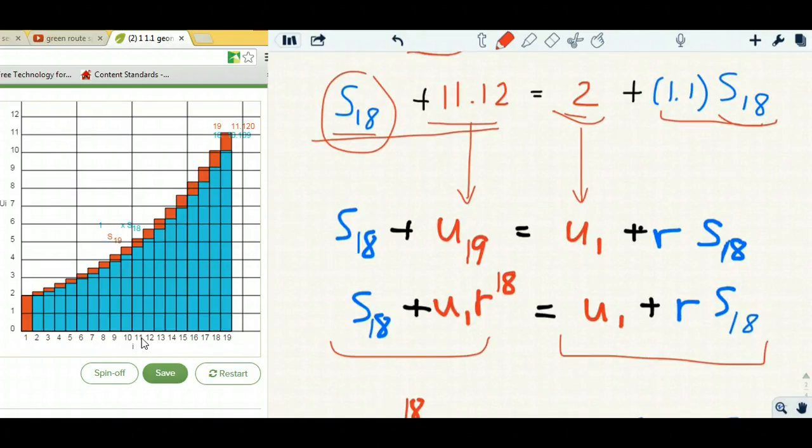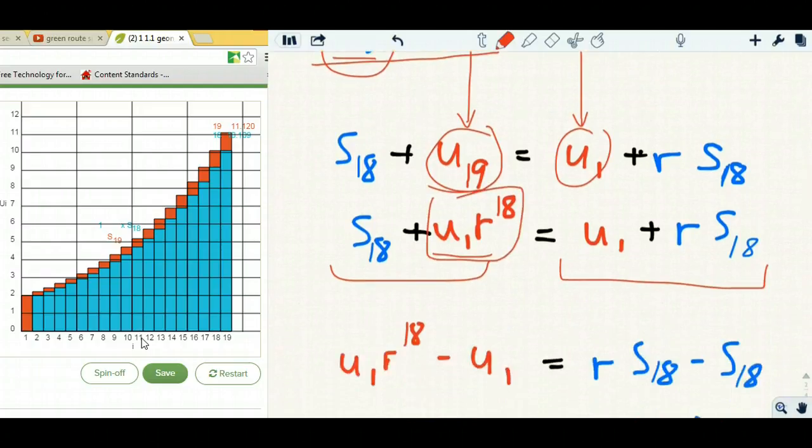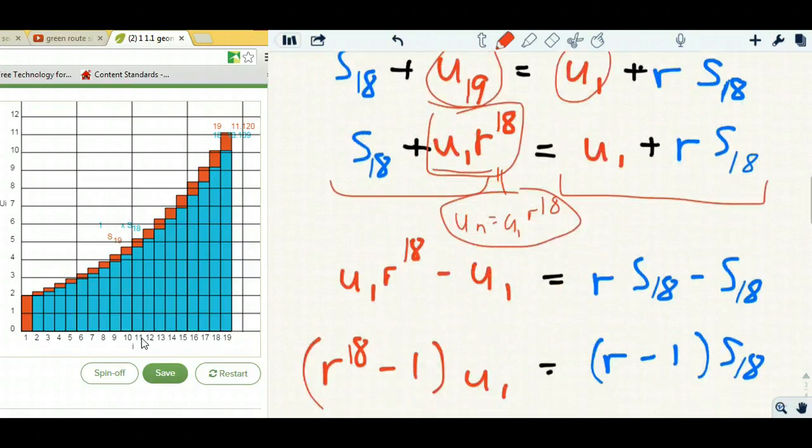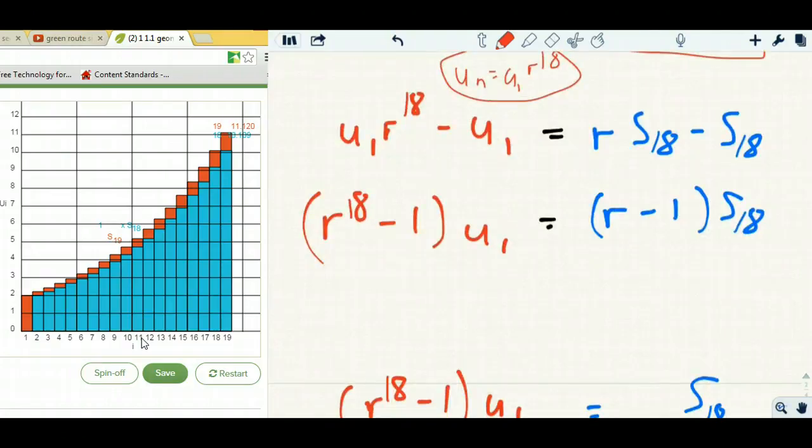So you can break these expressions down into variables, and it looks like this. You can see that the 2 is actually U1, 11.12 is actually U19, right? And then we can make U19 equal to U1 times R^18, which is from the expression for the term for geometric sequences. And then the rest of it stays the same. And then I'm just going to do a little bit of factoring here.